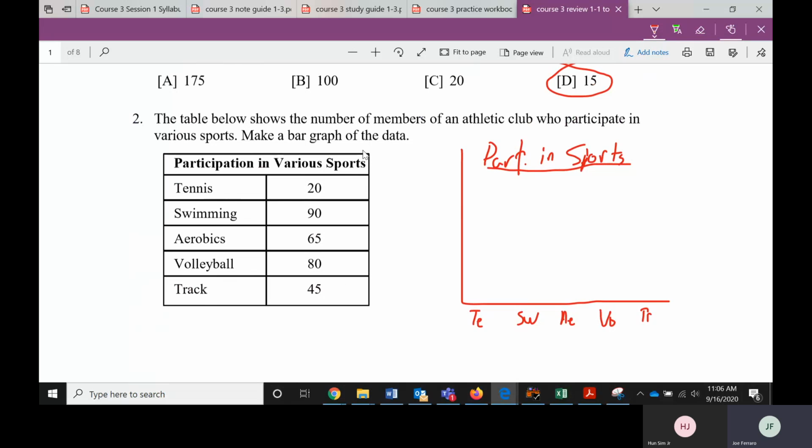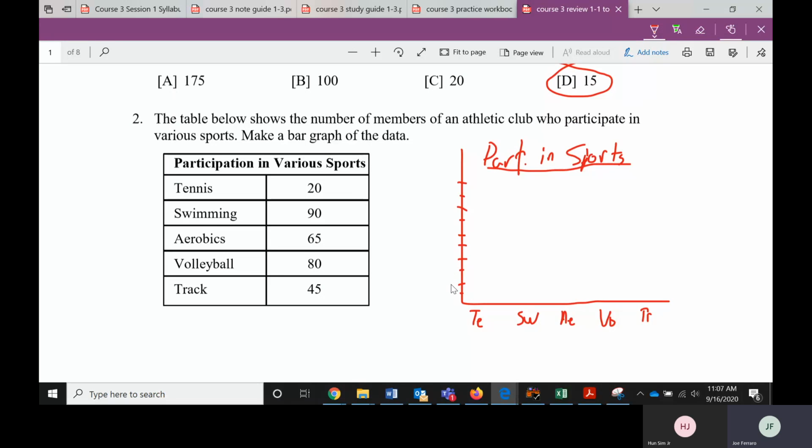Then we look at our numbers to see how we want to make our scale. If it goes from 20 to 90, we could go easily by tens. Again, if you have lined paper, this would be better. I'm probably going to have to go in between these. Hi, Joe. Again, lined paper would be better.